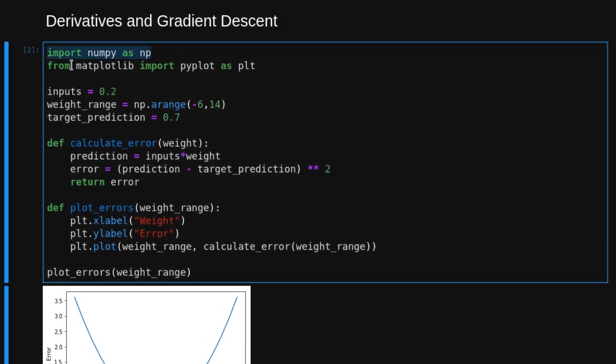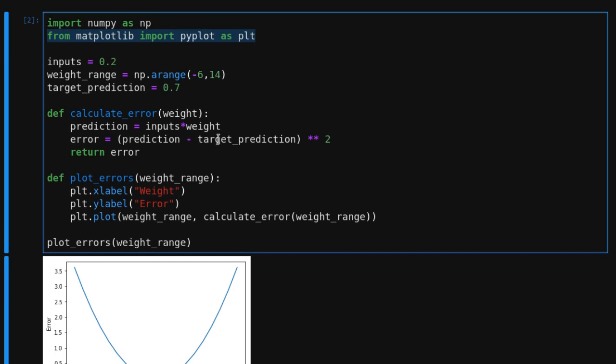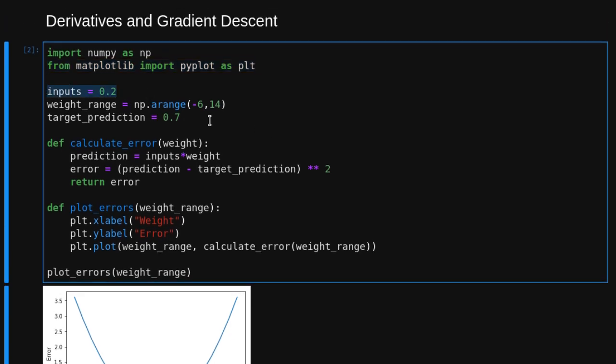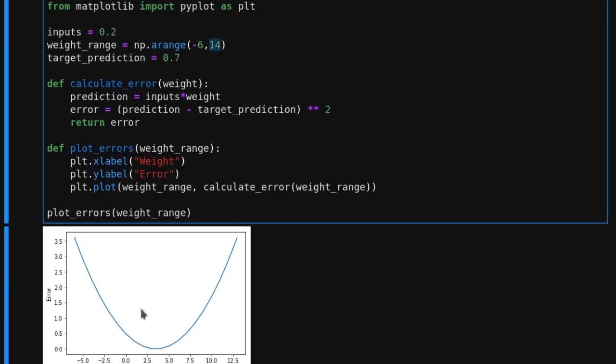First, I import a couple of libraries. NumPy allows me to create a range of numbers, and matplotlib allows me to draw such plots. We defined our inputs and target prediction just as before. These two variables would come from the data, but instead of weight, as I used to, I define weight range. That is, instead of just using one weight, we are using a set of weights between -6 and 14. These numbers are just randomly picked to create a pretty graph.